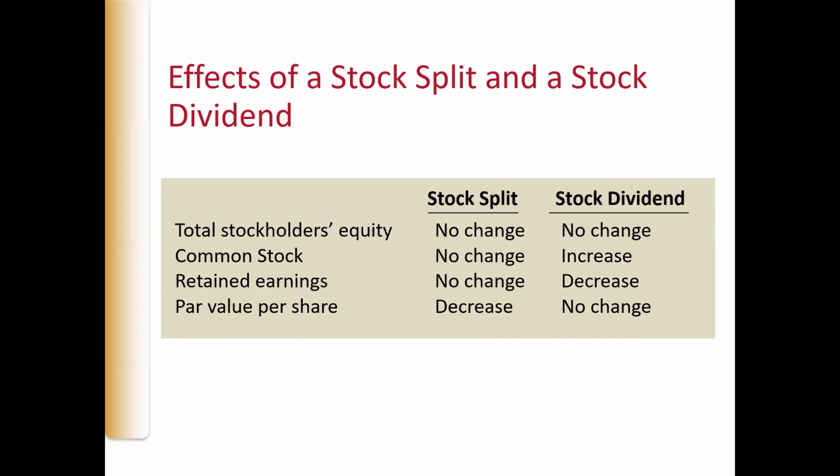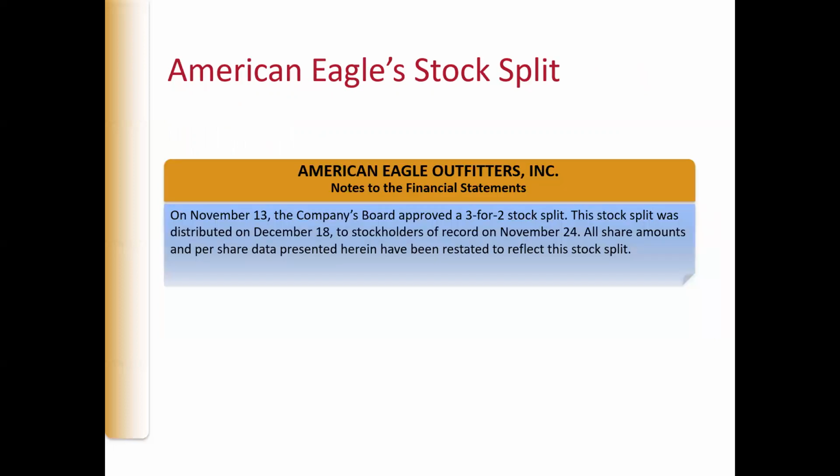With a stock dividend, the overall stockholders' equity amount doesn't change, but the common stock will increase and the retained earnings will decrease. That's it. We're just taking from one to put into another.